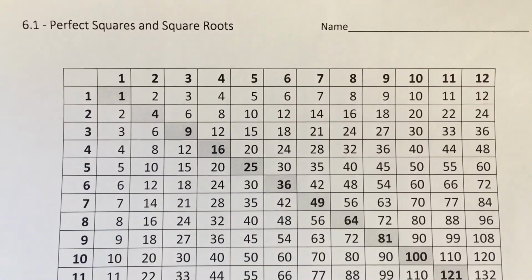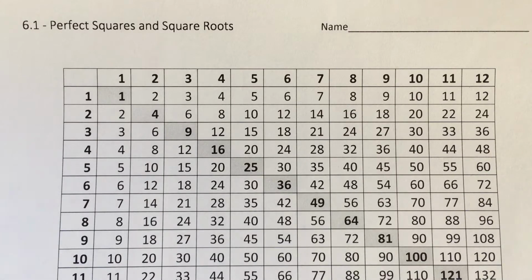Section 6.1 is called perfect squares and square roots. So first, in the first couple of videos, we're just going to talk about what are square roots and cube roots and fourth roots, and then the rest of section 6.1 and then into 6.2 are simplifying square roots.